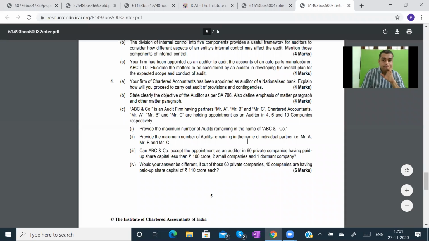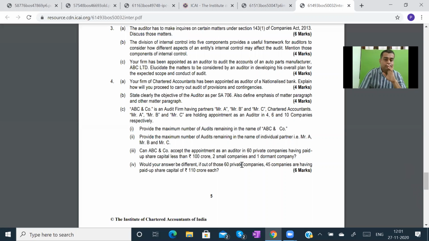Next, continue. Clearly, the objective of the auditor as per SA 706 also defines emphasis of matter paragraph and other matter paragraph. Tell me, what is emphasis of matter paragraph and what is other matter paragraph? So first you will write Standard on Auditing 706. Emphasis of matter and other matter paragraph says that the auditor includes certain matters in his audit report without modifying the opinion. That is the first point.